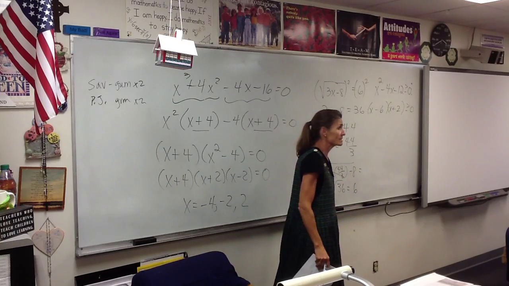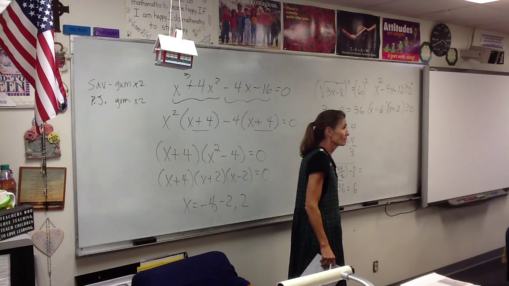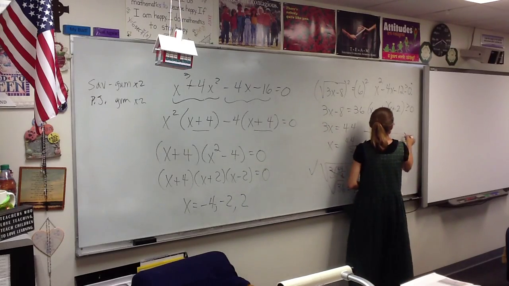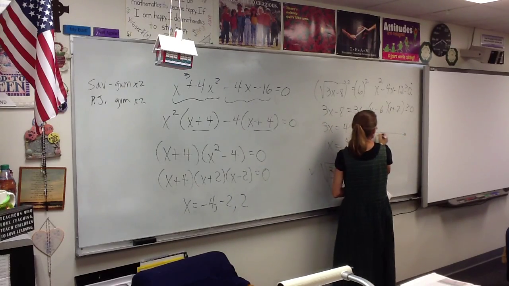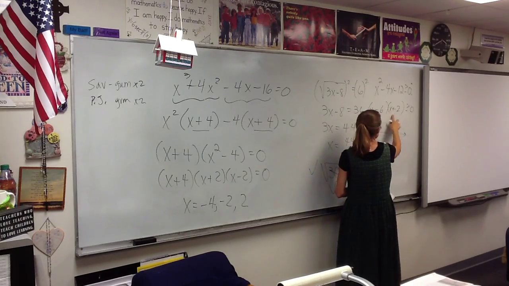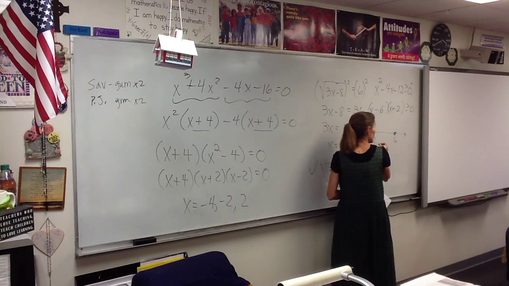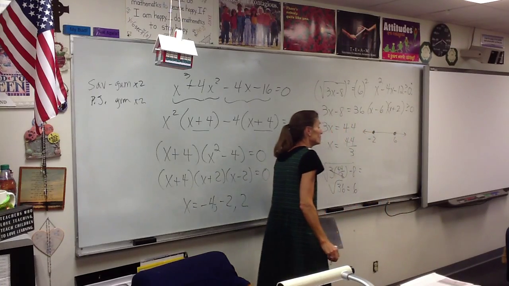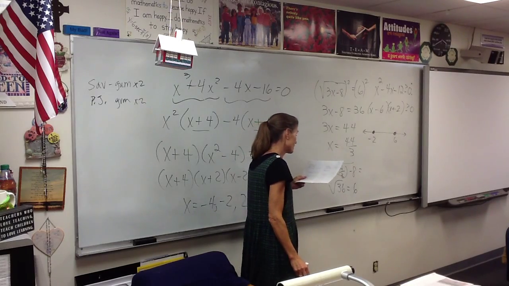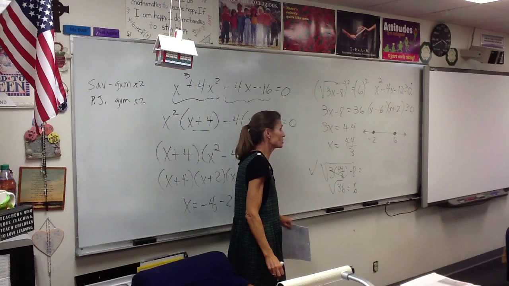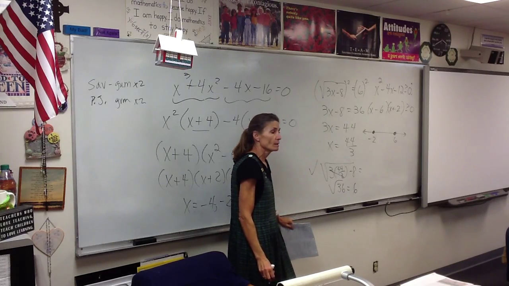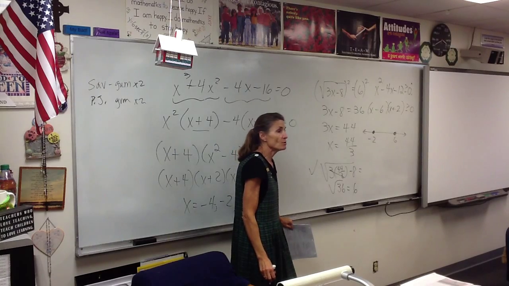Who remembers the next step? Draw your number line. And I put 2 dots on my number line, and they're going to be closed dots. And what are they going to be? 6 and negative 2. Now, 4C, last one on the page. Now, what do I do next?